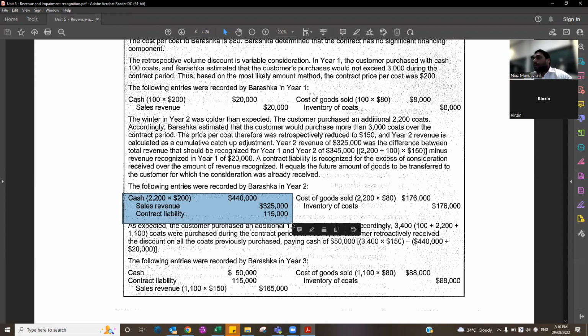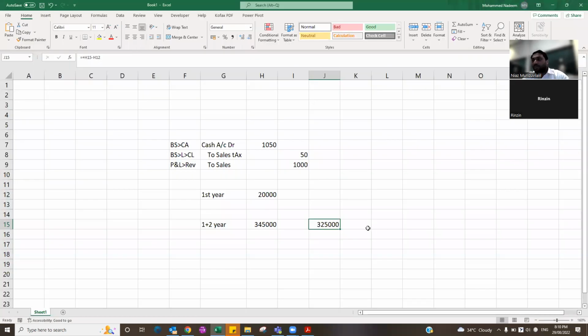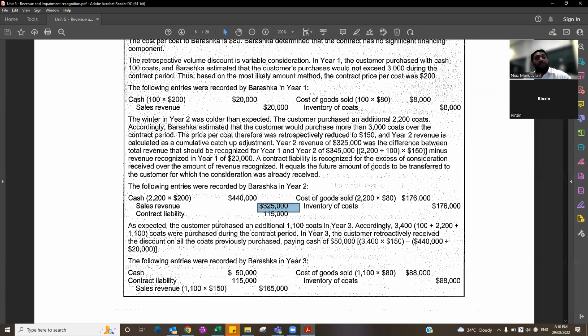You expect that he will complete 3,000 units, so you will recognize a revenue of only 3,000, which is 325,000. If you exceed the number, we will adjust in the last purchase. Clear. So here this entry is constant. Then the difference of what he paid is your contract liability. You're collecting in advance. Got it.